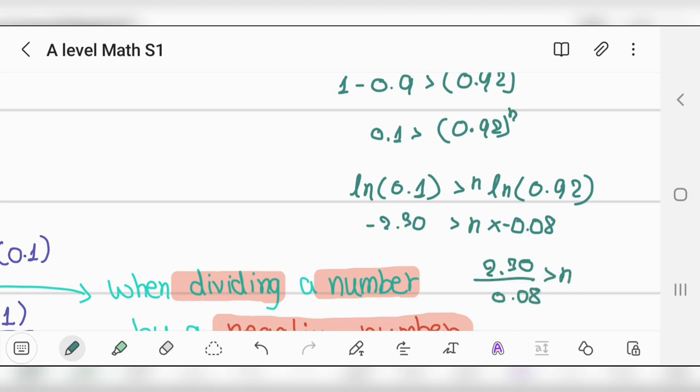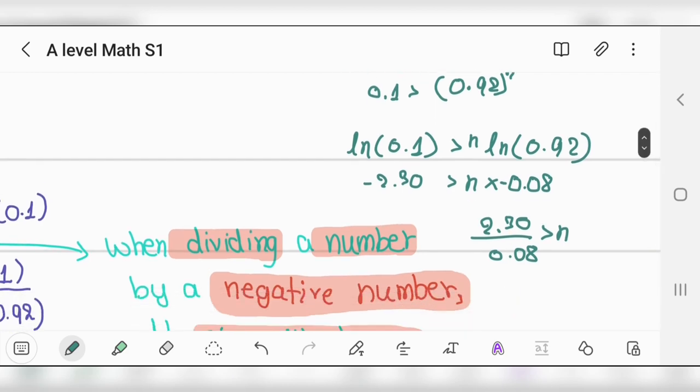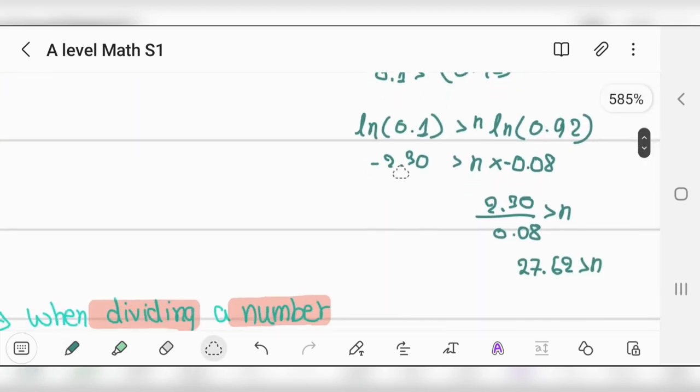Okay, so now let me see what is the value. ln 0.1 upon ln 0.92, and I get the value 27.6. That's another thing. If we have both the negative values, and if we try to divide by minus 1 on both sides, then the sign will change.